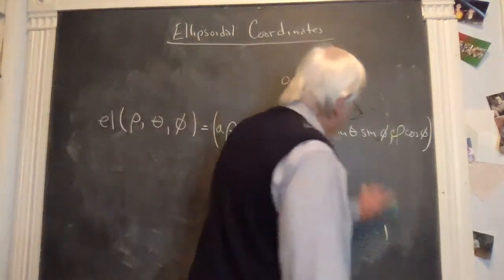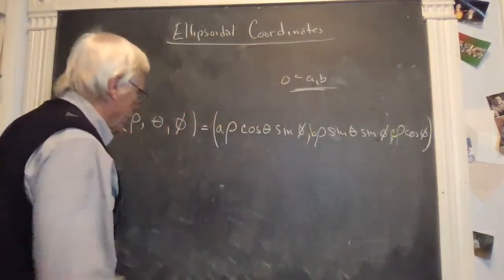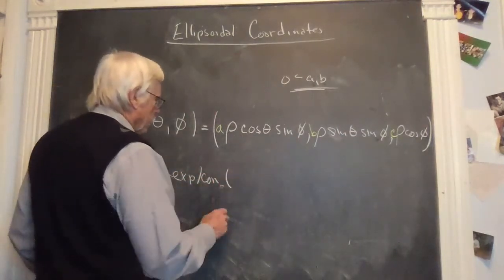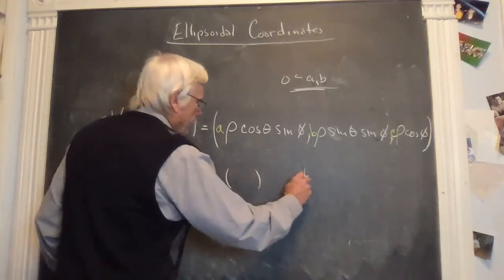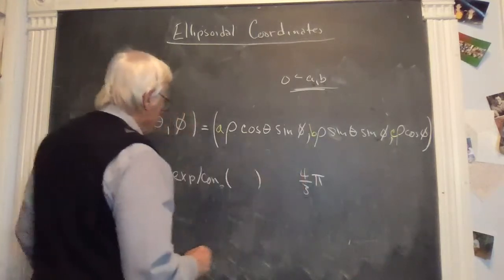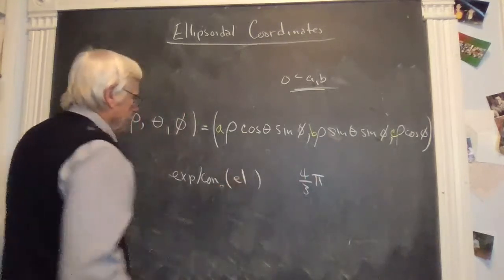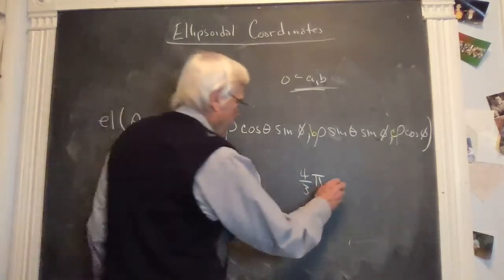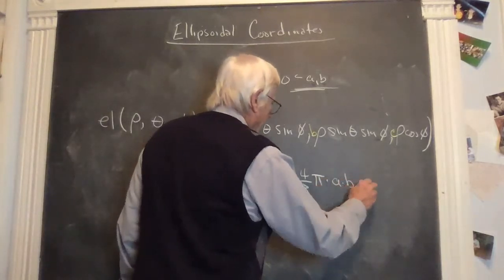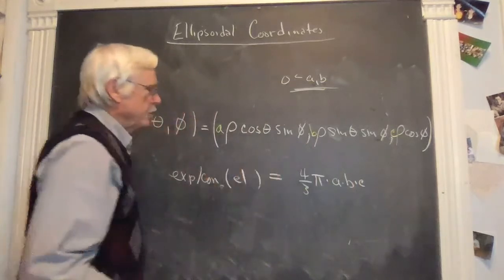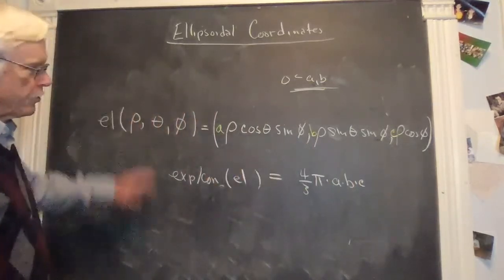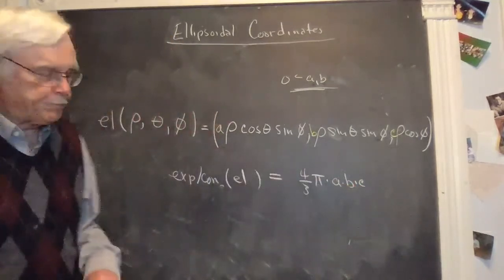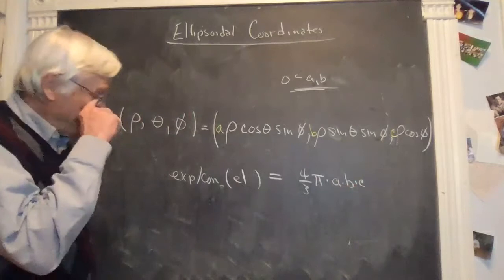If you found the expansion contraction factor for spherical coordinates, you get 4/3 pi r cubed. The expansion contraction factor for ellipsoidal doesn't have an r cubed, it has an ABC here. So the determinant of the corresponding derivative ends up being 4/3 pi times the product of the 3 radii: radius in the x, radius in the y, radius in the z.